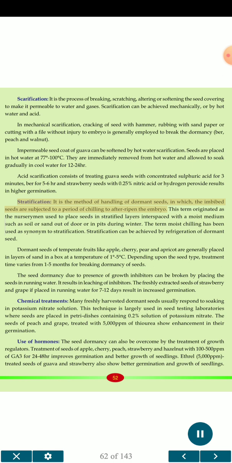It is the method of handling of dormant seeds, in which the imbibed seeds are subjected to a period of chilling to after-ripen the embryo. This term originated as the nurseryman used to place seeds in stratified layers interspaced with a moist medium such as soil or sand out of doors or in pits during winter. The term moist chilling has been used as a synonym to stratification.